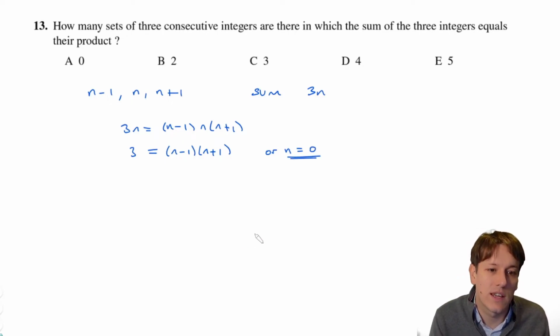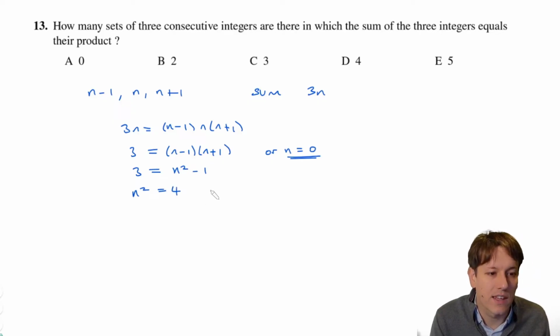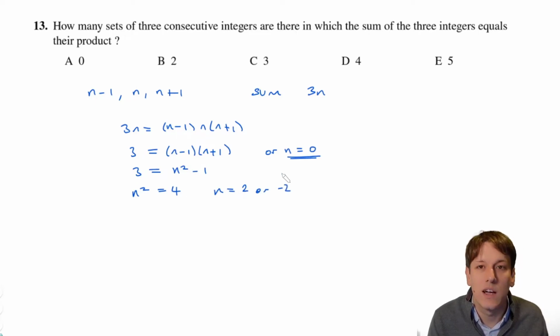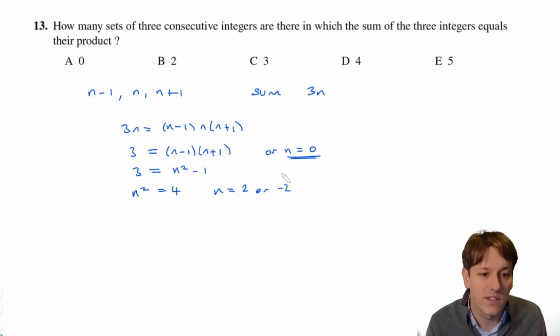So I've got one set that works, and then I've got a difference of 2 squares on the right here, n squared minus 1, so that gives me n squared equals 4, and so that gives me 2 more possibilities, n equals 2 or -2. By doing it in this way, we can be absolutely sure that we've got the right answer, and we've got all of the answers, I mean.